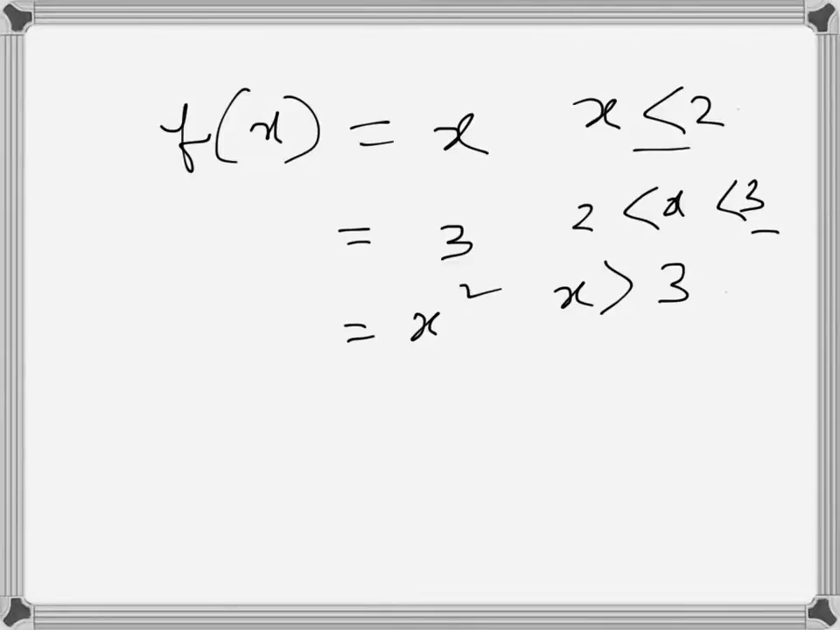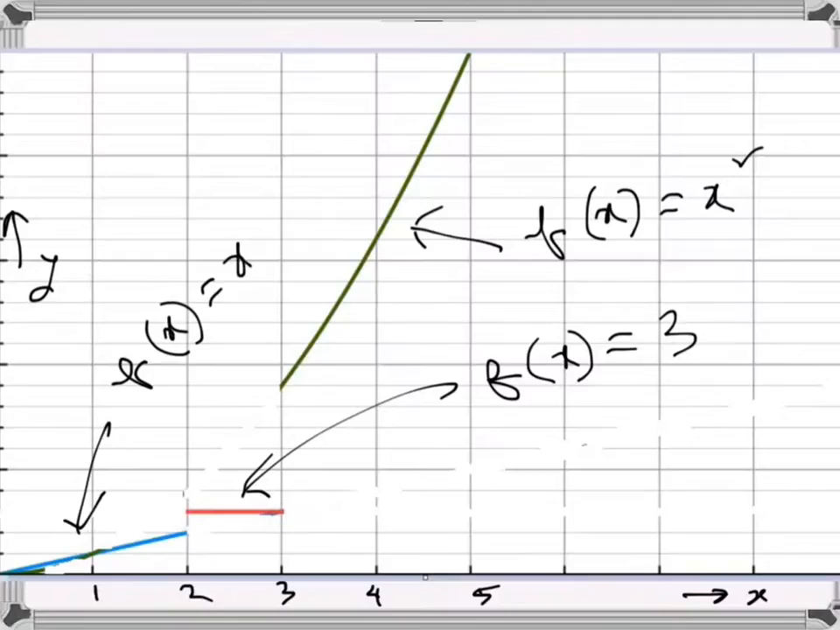Now if we draw this function, it will look like this. So this is a straight line here, the blue one, and that is f equal to x, and we can see that there is a discontinuity at 2. It's probably not noticeable from the diagram, but there is a discontinuity here, and again there is a discontinuity at 3.